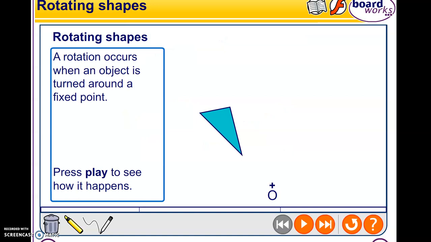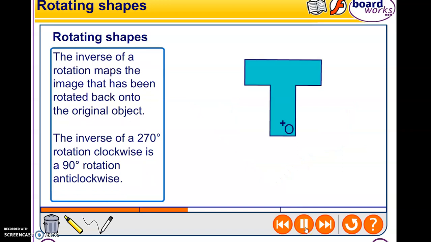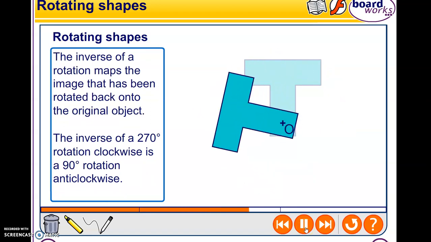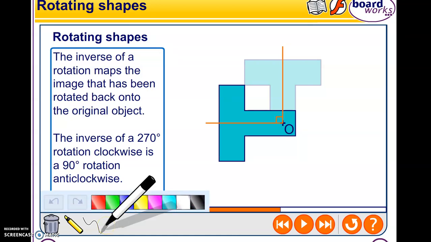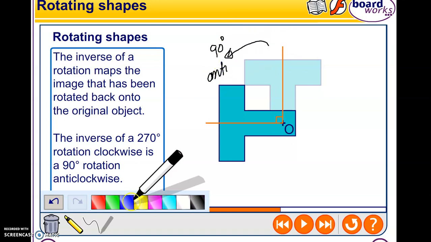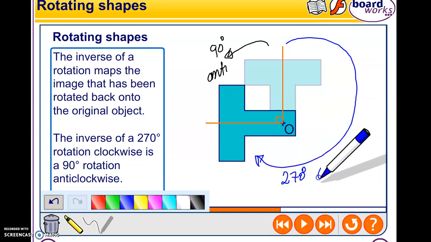Rotating shapes: a rotation occurs when an object is turned around a fixed point. As you can see, the following shape is rotated 90 degrees clockwise about the point O. And the second figure, the T shape: rotating it 270 degrees from the right hand side will be the same as rotating from the left hand side 90 degrees. Remember what I said in the previous slide: if you rotate the T shape 90 degrees anti-clockwise, it will be the same as rotating 270 degrees clockwise.